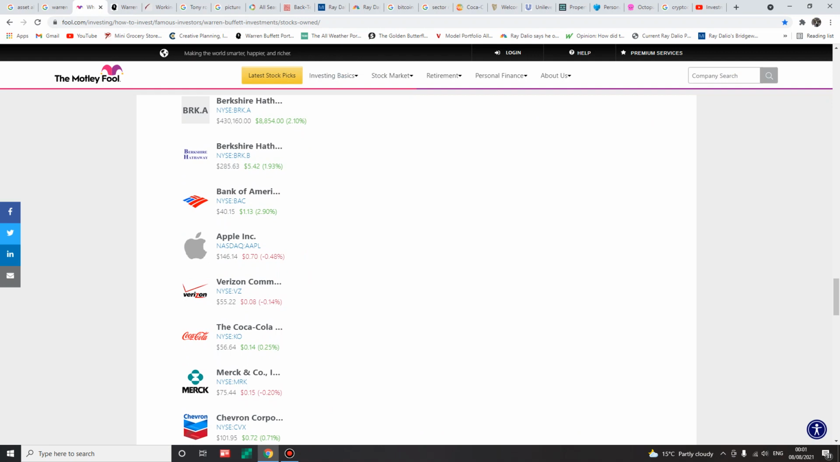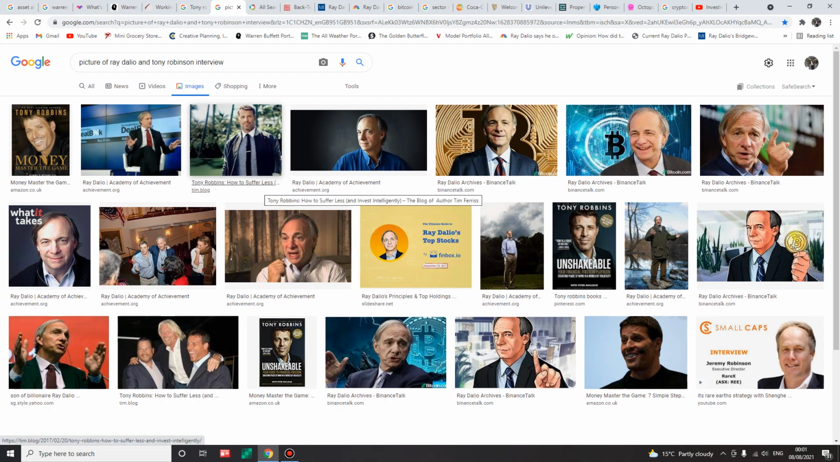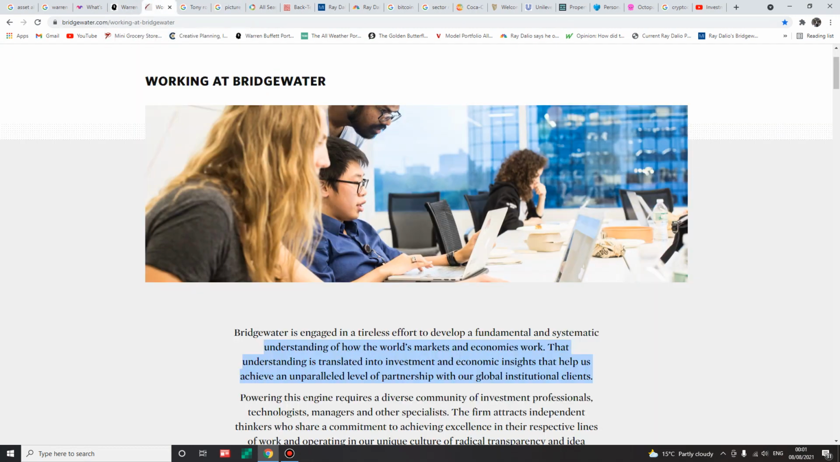Okay. Again, let us look at the Dalio all-weather portfolio. Okay, now Ray Dalio is an American investor and hedge fund manager who has served as co-chief investment officer of the world's largest hedge fund, Bridgewater Associates, since 1985. He founded Bridgewater in 1971 in New York City.